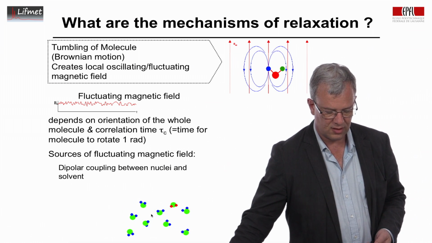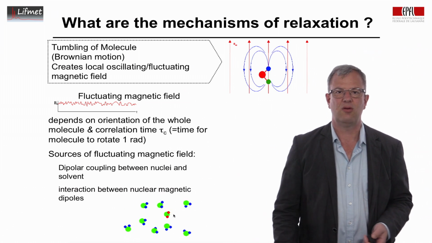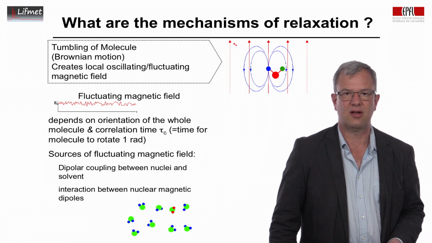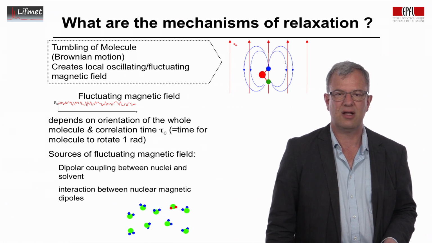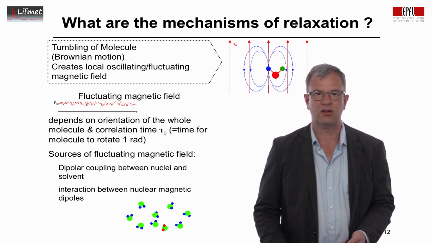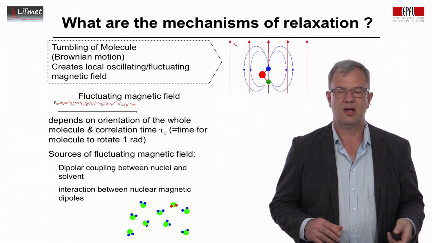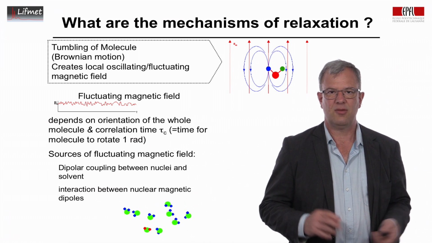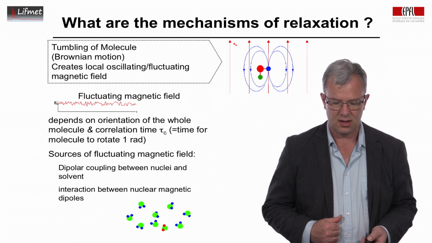Here's our nucleus of interest, and in blue is the solvent. Or we have interactions between nuclear magnetic dipoles. That's another source of this local fluctuating magnetic field. So if you have a water molecule and another water molecule, the two dipoles, which are not perfectly aligned, will interact and create this local magnetic field.